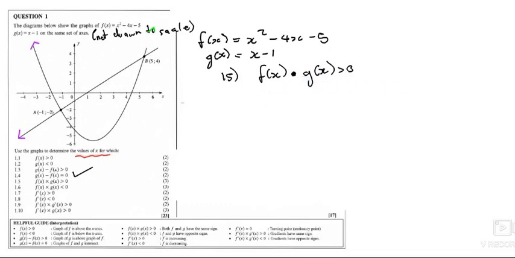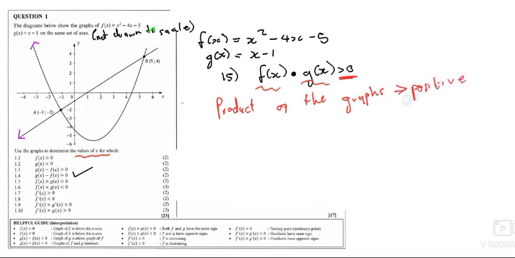But when do we multiply their y values and get something greater than 0? What is greater than 0? It means the product of the graphs is going to be positive, right? This is exactly what the statement is saying. The product is multiplication. So it's saying, when do we multiply the two and get a positive answer? The two what? The two y values.